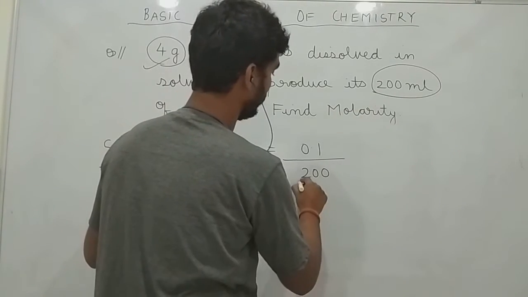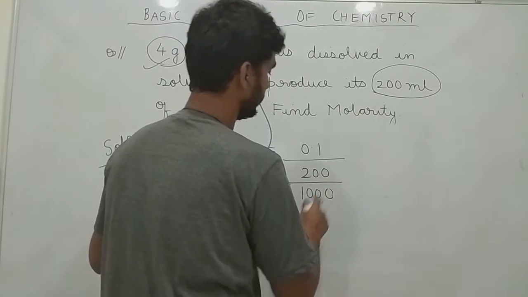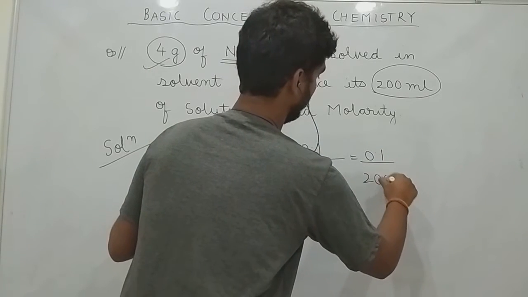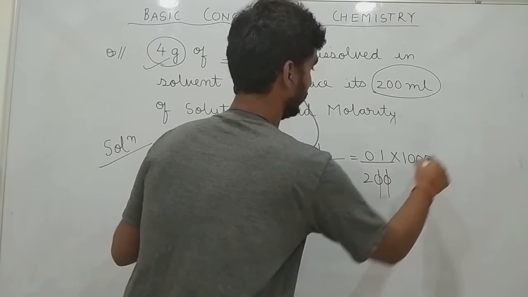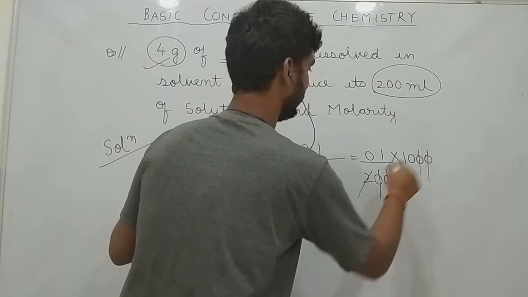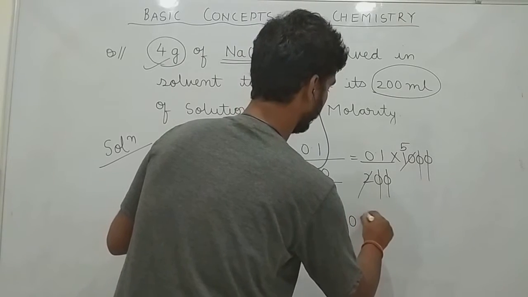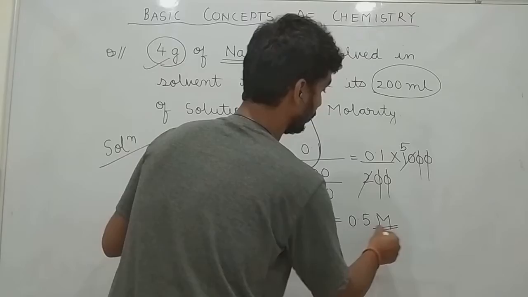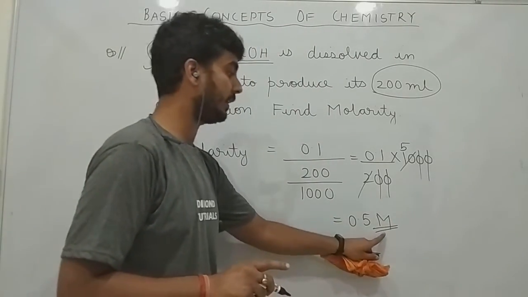So this is ml. To convert it into liters, you have to divide it by 1000. This 1000 will go in the numerator. So cancel all the things you can. So it comes out to be around 0.5 M molar. Remember, don't forget to write this capital M, because if you forget this capital M, this is a number.